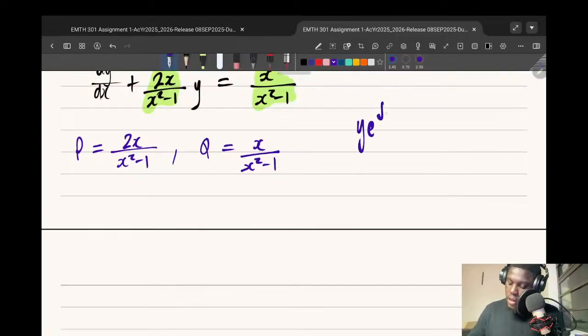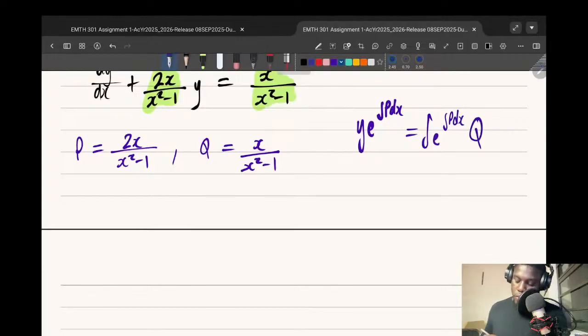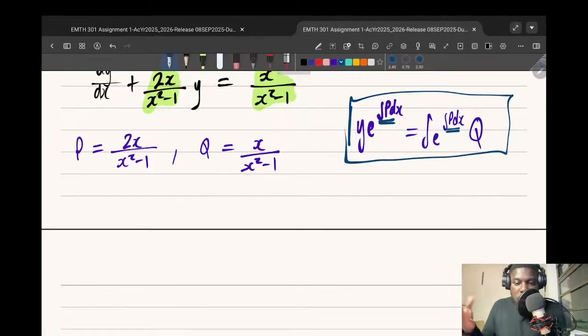y e to the integral of p dx is equal to the integral of e to the integral of p dx times q. So now, what we need you to find is this thing here that you're going to be putting as the power. Find it. This is the integrating factor. So this is your solution. If you have done this, you would have found a solution.